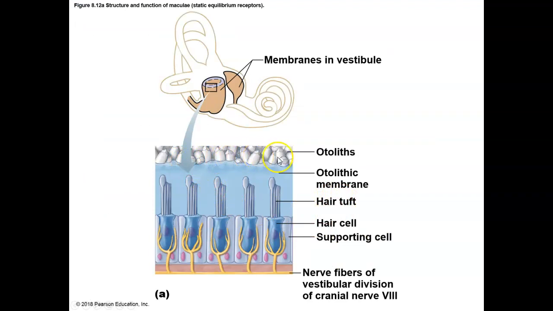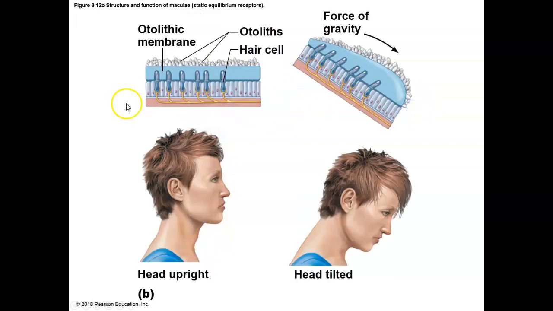And so you see these otoliths up here. This is the otolithic membrane. Here are our hair cells, and any movement from the otoliths causes the gel to move, which causes the hair cells to bend, and that sends a signal down the vestibulocochlear nerve to our brain, and we recognize that as identifying movement of the body in a specific direction. So here we have movement of the head when we're shaking our head. There's an example of static equilibrium.